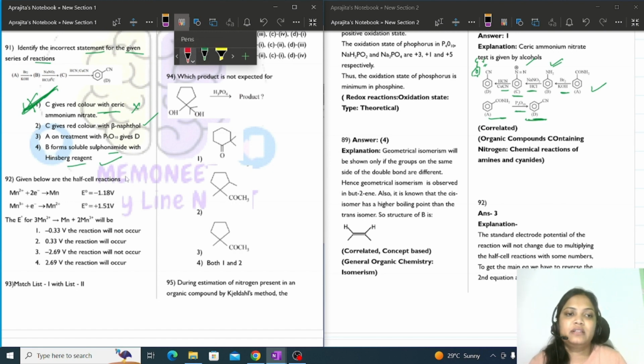Given below, half cell reactions are given, then for Mn3+ we need to find out.